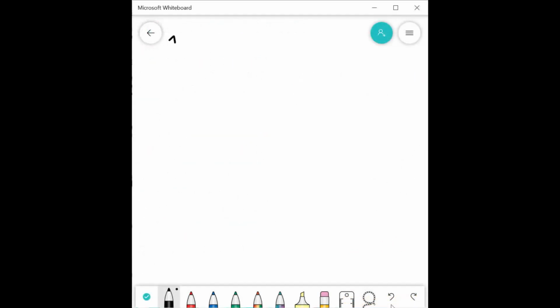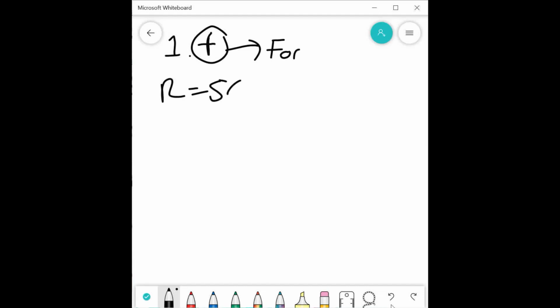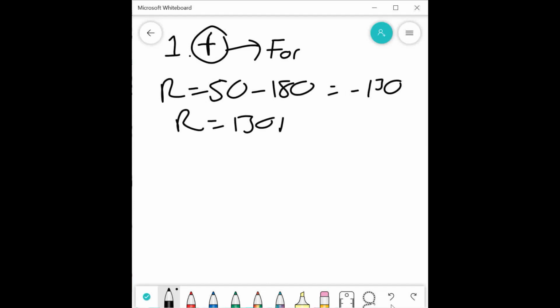What we're going to do is choose forward as the positive direction. We know that the forward horizontal force is 50 newtons and the second is 180 applied in the opposite direction. So we're going to say 50 minus 180, which gives you negative 130. What does the negative tell you? It is 130 newtons backwards. You get one mark for your magnitude and one mark for your direction.